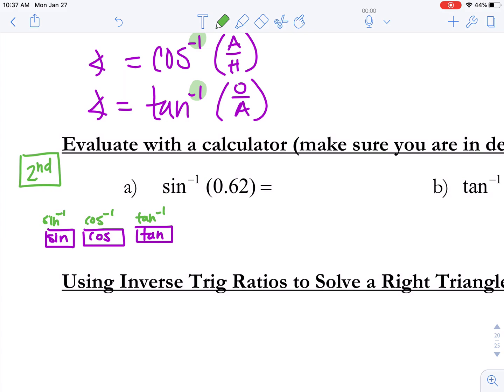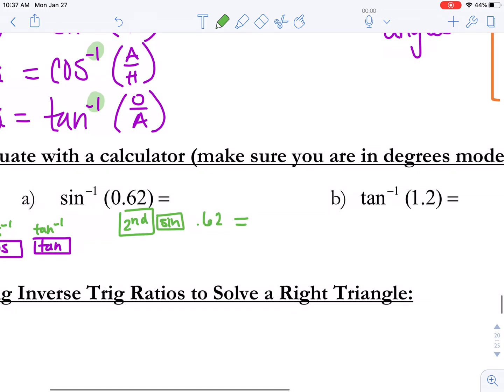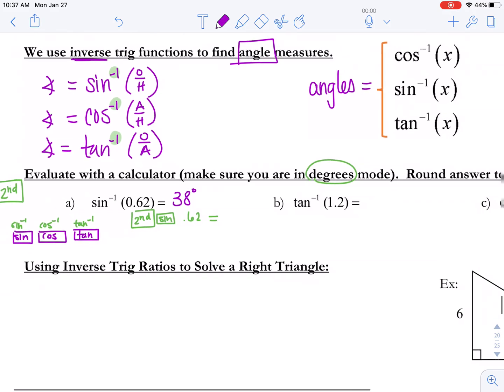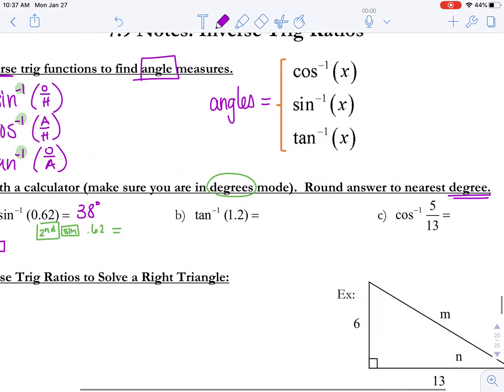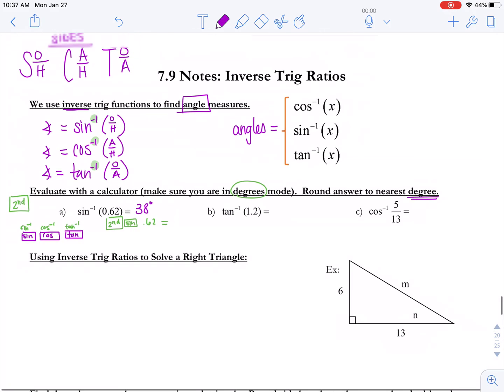So in this case, if we were to try to find the value of the inverse sine of 0.62, you would press second and then sine, and then you type in 0.62 and press enter. Now your calculator should be in degrees mode from yesterday, and so when you type that in, hopefully you get 38 degrees. And let's round our answer to the nearest degree, so to the nearest whole number.